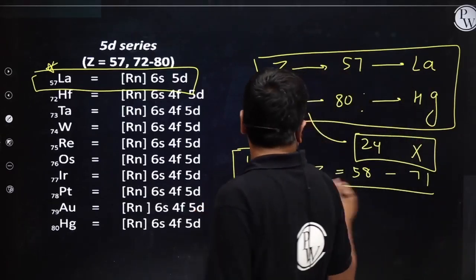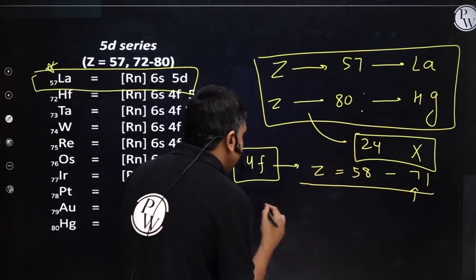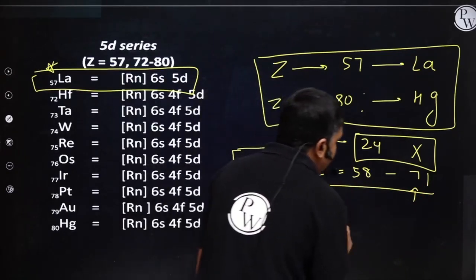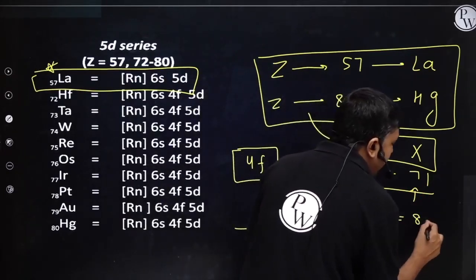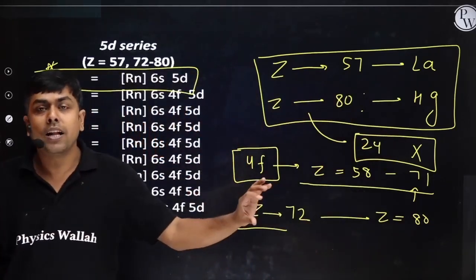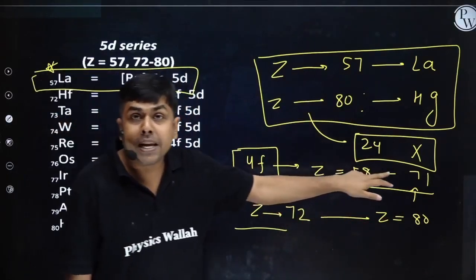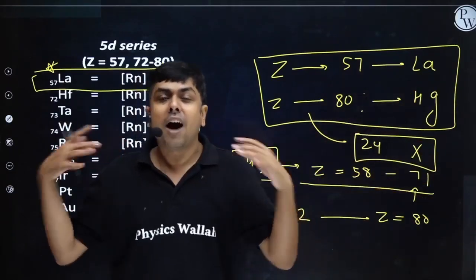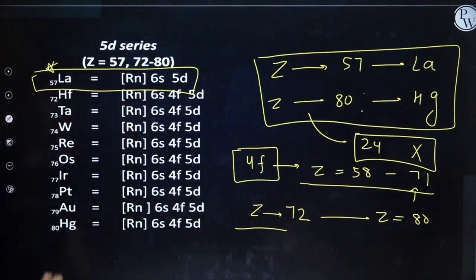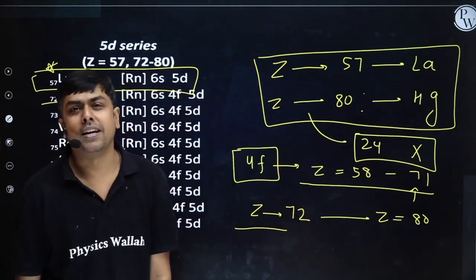Just after this 71, we will have our 5D series again. This 5D series will start with Z equals 72 and end at Z equals 80. So starting at lanthanum, Z equals 57, we have the F block elements, the lanthanide elements, from atomic number 58 to 71. After this, we again have our 5D series, starting with hafnium, Z equals 72, and ending at mercury.